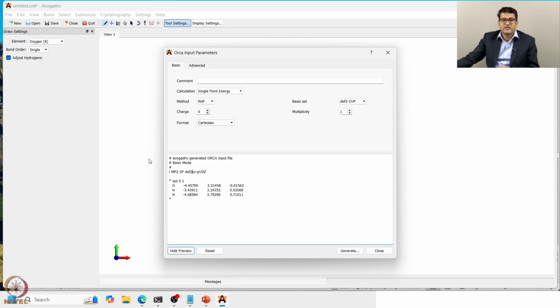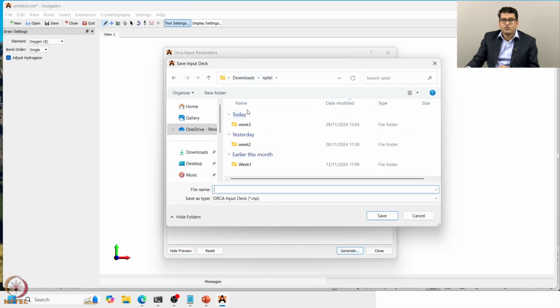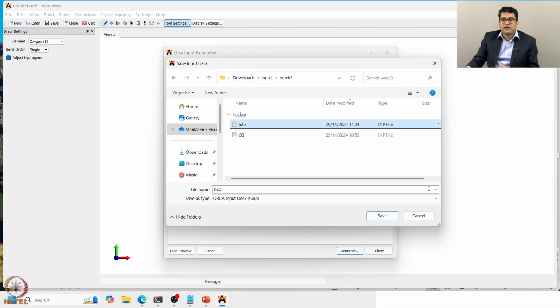And we are going to use the basis set cc-pVDZ, that is correlation consistent double zeta. Let me save the input file. I need to go to third week. Let me save as water.